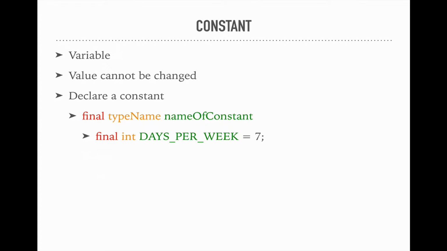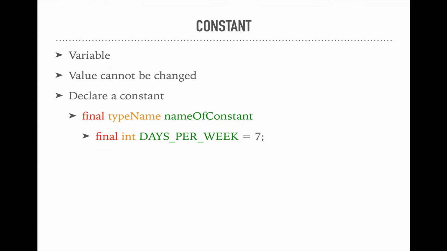Next, we talk about constants. Actually, a constant is a variable. However, while we can change the value of a variable whenever we want in a program, we cannot change the value of a constant. To declare a constant, besides a type name and name of the variable, as we do when we declare a variable, we need a keyword, final.